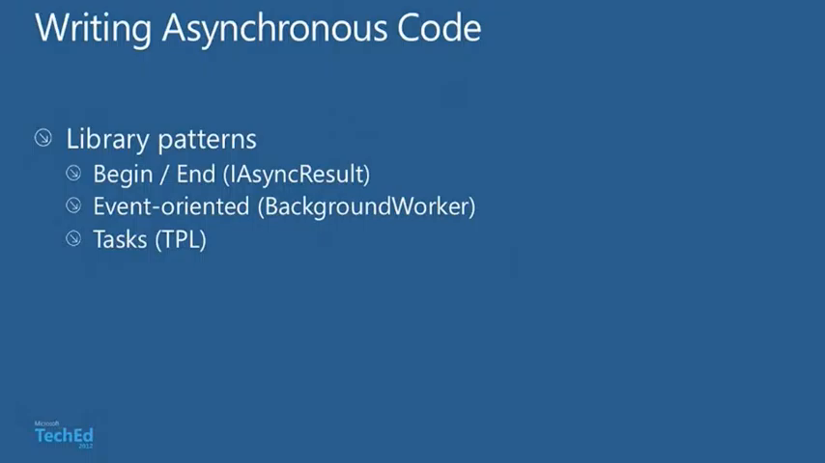In .NET 2.0, there was also an event-oriented approach introduced, the BackgroundWorker component, which was designed to work with Windows Forms or with other user interfaces, where it would run some long-running activity in the background and then raise an event. You could subscribe to that event and get the result.